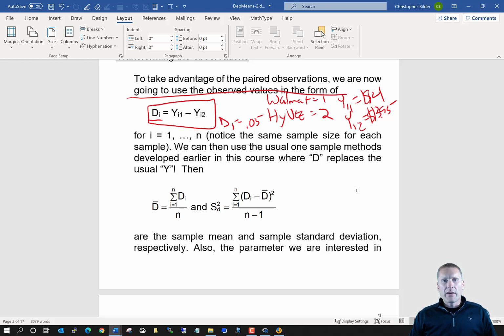Now that we have one sample, we can basically go back in our course notes to what we did when we had one sample for one population mean and do all the inference procedures that we did then, now here. So, for example, we could find a sample mean and a sample variance, not for the y's, but now for the d's.